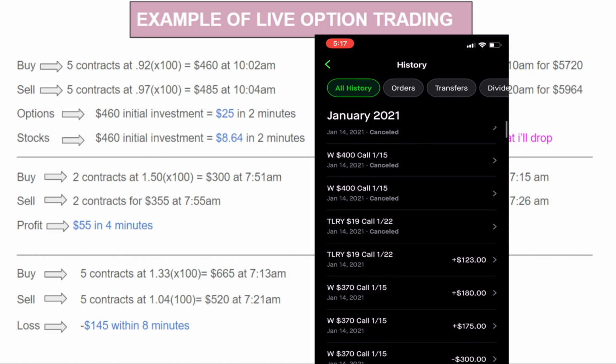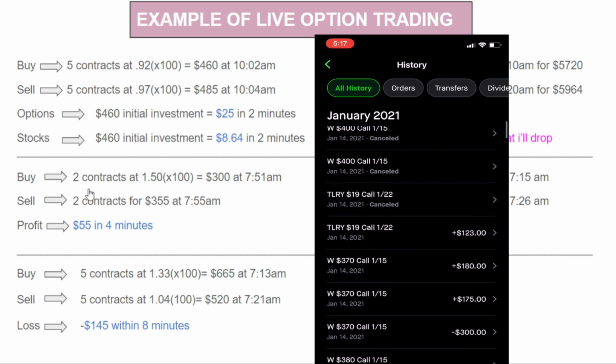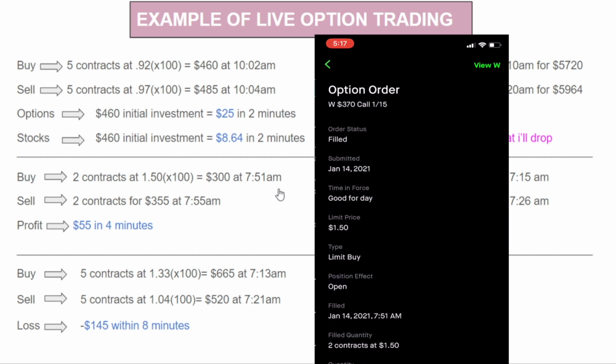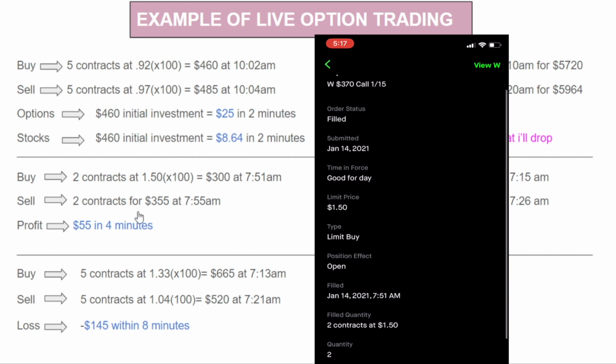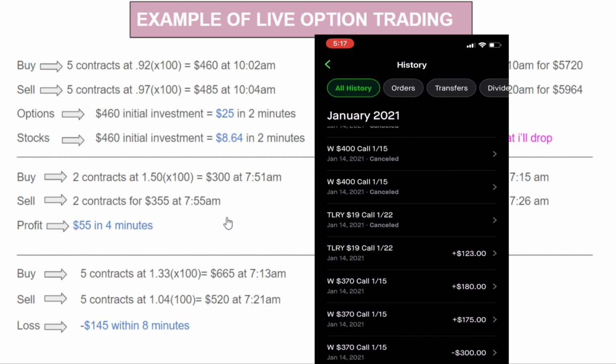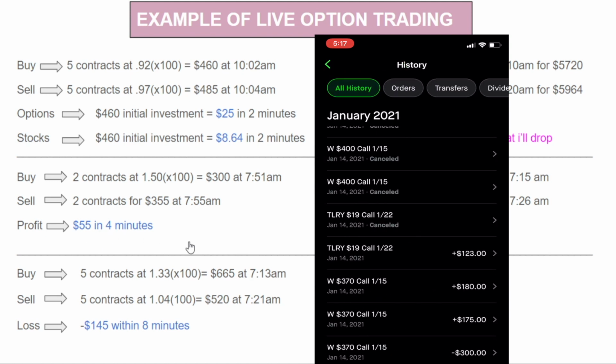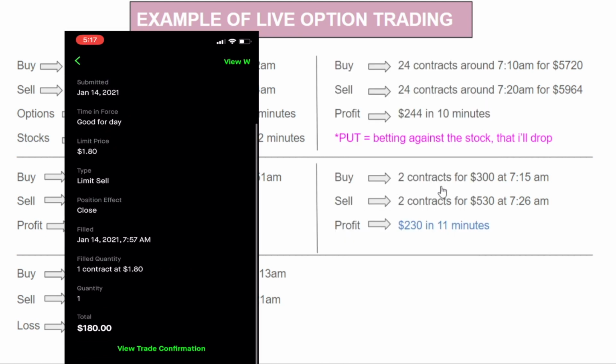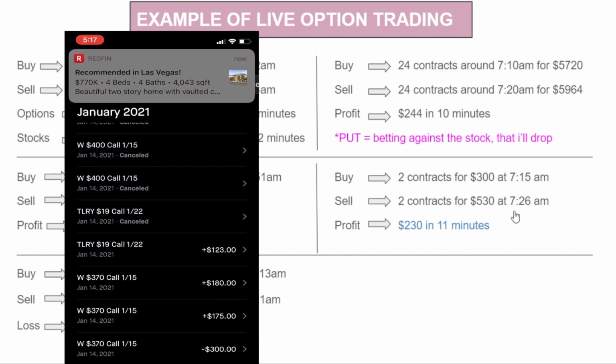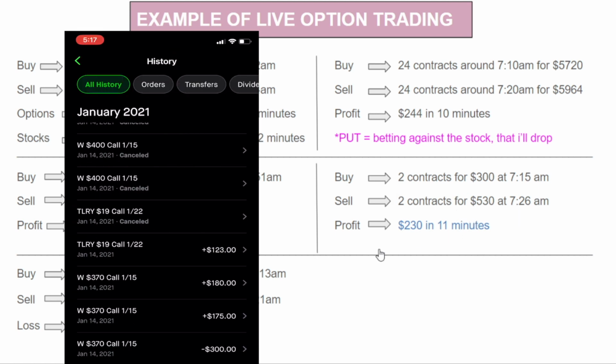The next one is Wayfair. I bought 2 contracts at $300 at 7:51 a.m. and I sold it for $355 at 7:55 a.m. So that's $55 in 4 minutes. And I also bought it at 7:15 for $300 and sold it at 7:26 for $530.